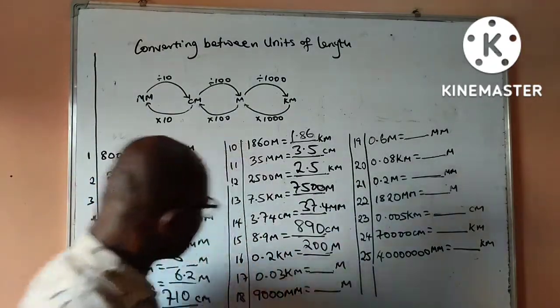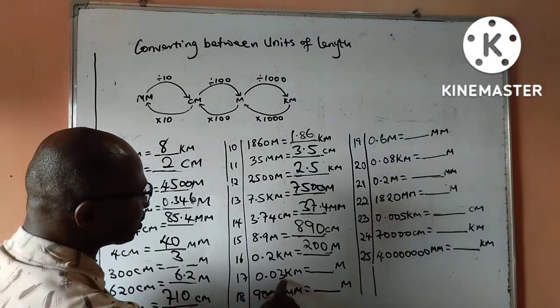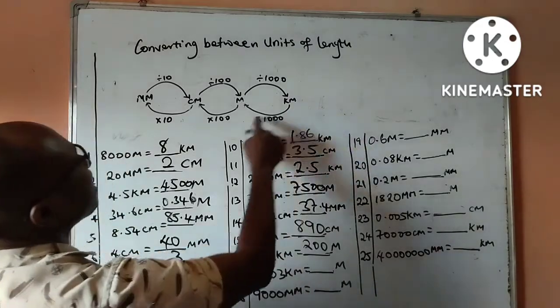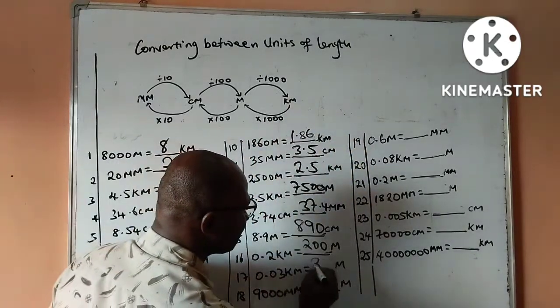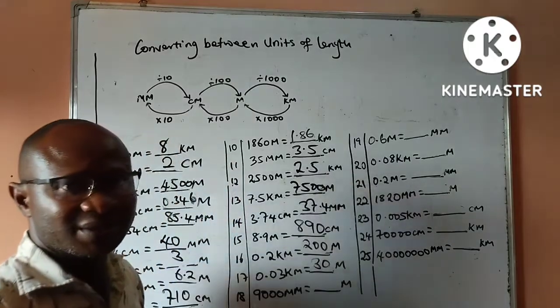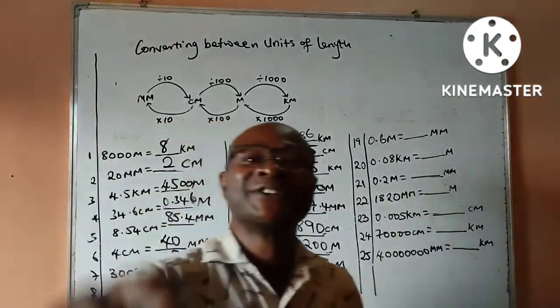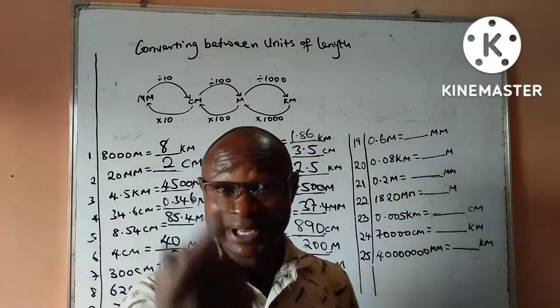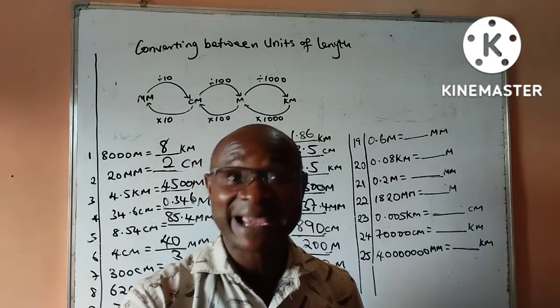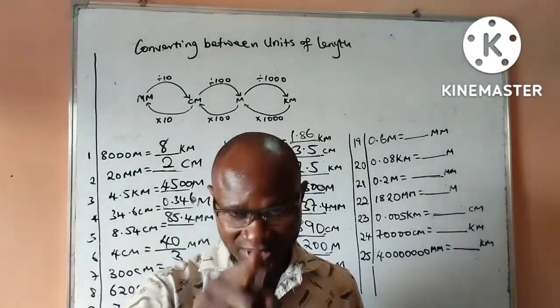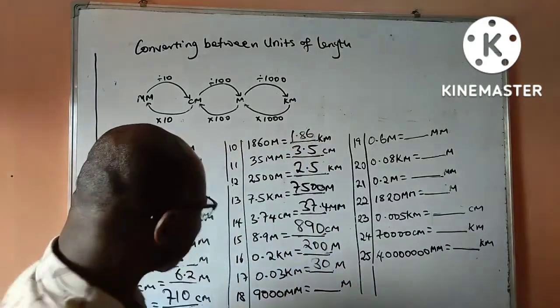It looks somehow. Okay, look at it now. I have 0.03 km to meters. I multiply by 1,000, and my answer will be 30. Did you get it? You that is looking at me, I asked you, did you get it? You got it. Okay. Good.